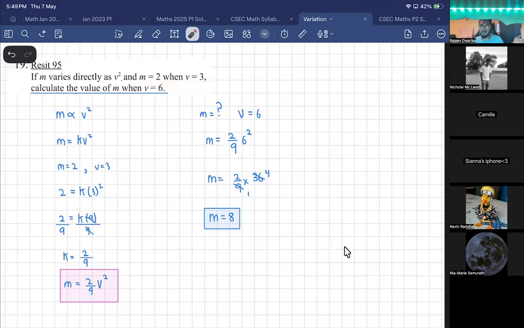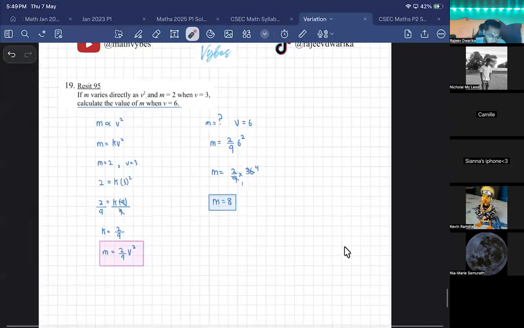Again, all of these questions follow the same pattern. After you find K, you write your full generalized relationship. And you could use this to find any value for M or V, given you have one or the other. So let me do our next question.